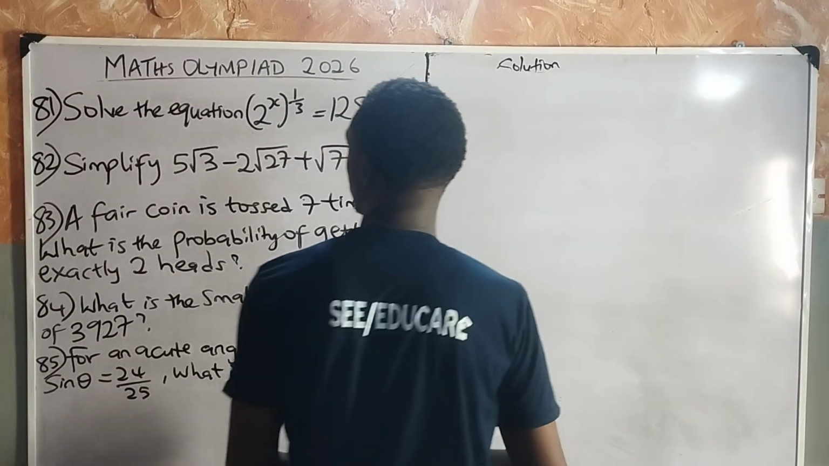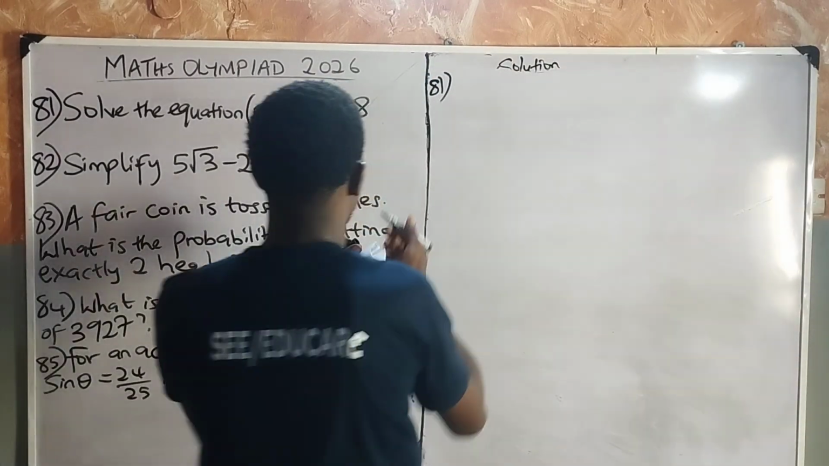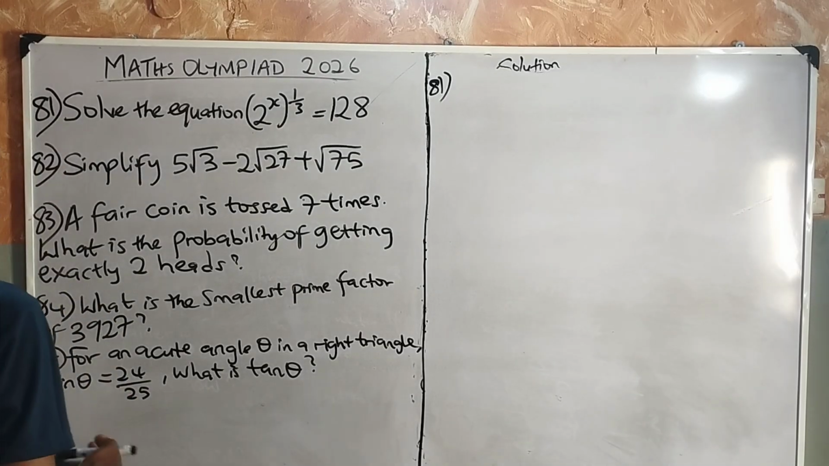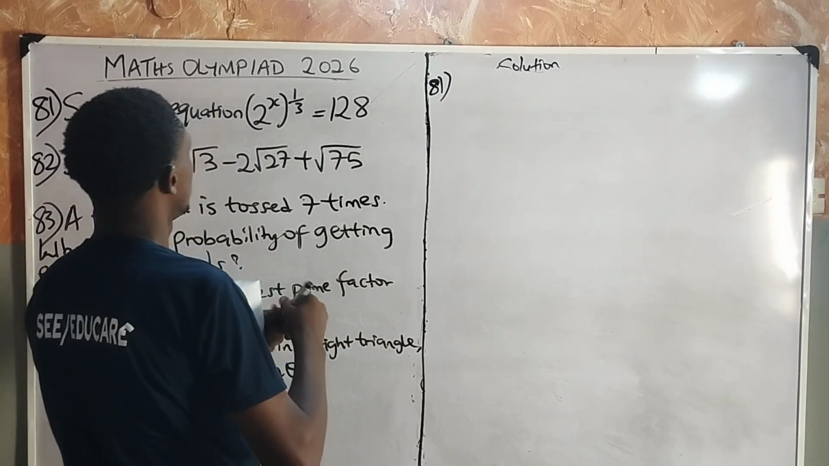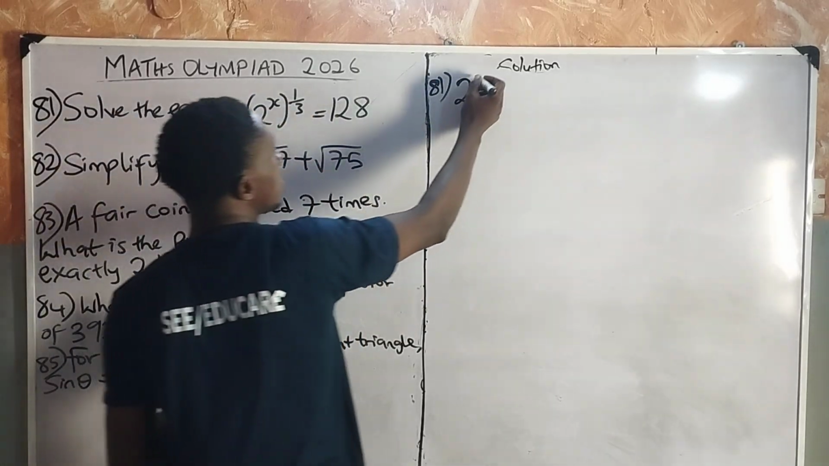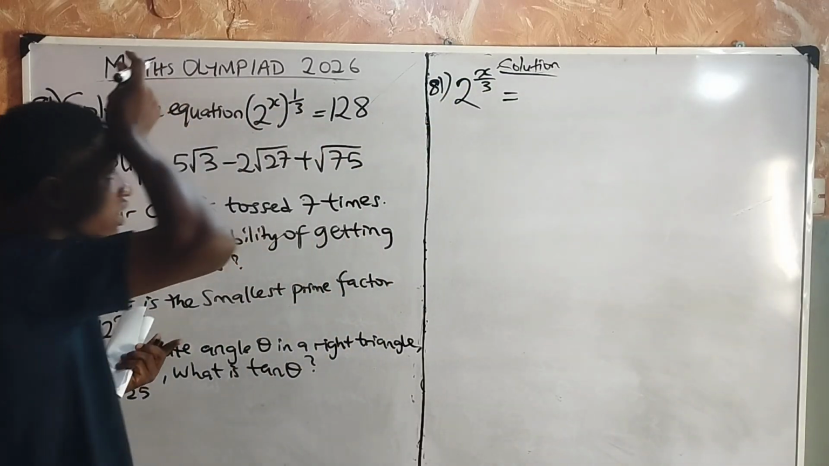We are starting from number 81. So let's go to number 81 question. Number 81 is, we have solved the equation. This is indices. So in the equation, we have 2 raised to the power of x over 3 is equal to 128.